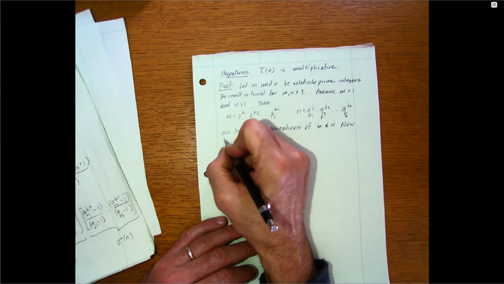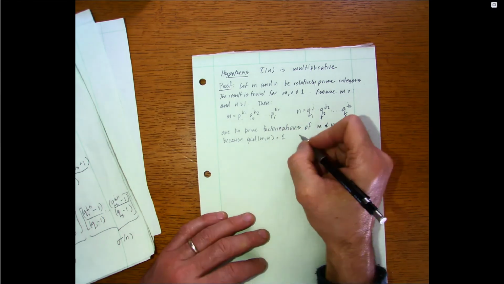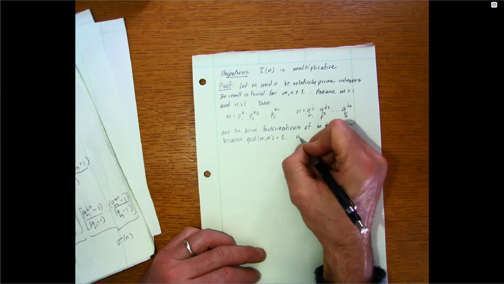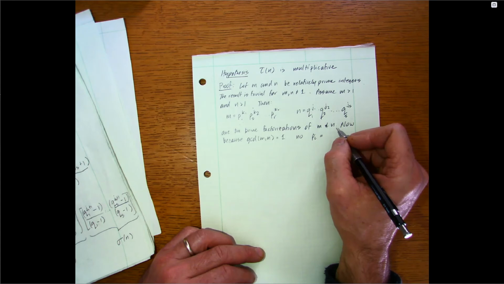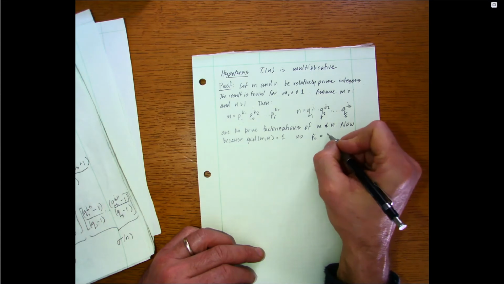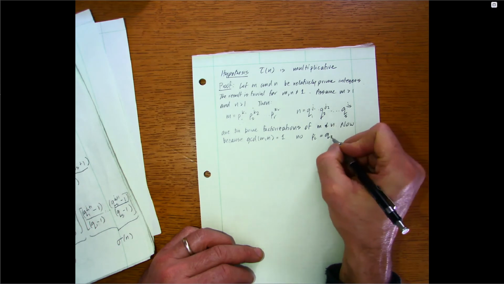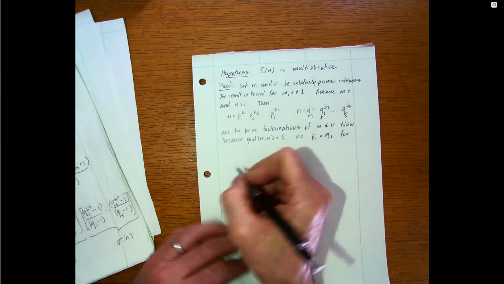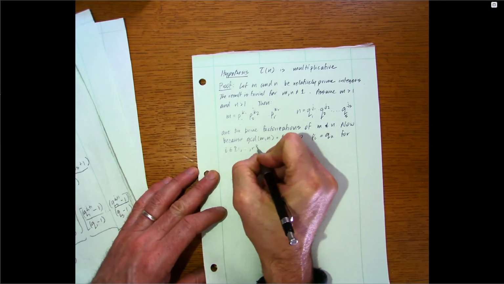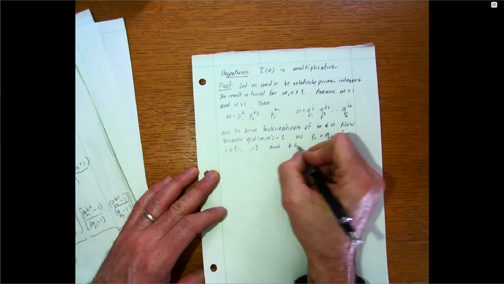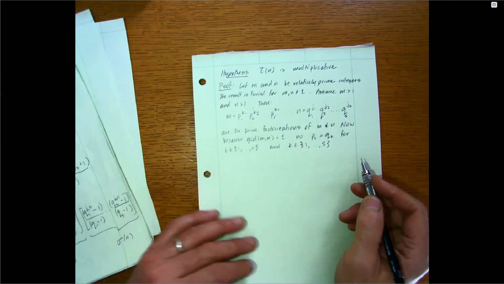Now, because the GCD of m and n is equal to 1, no pi is equal to any qk, for i in 1 to r and k in 1 to s. So none of these q's are equal to any of these p's, and vice versa.